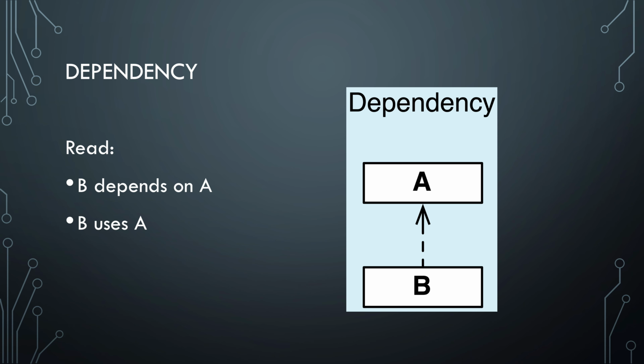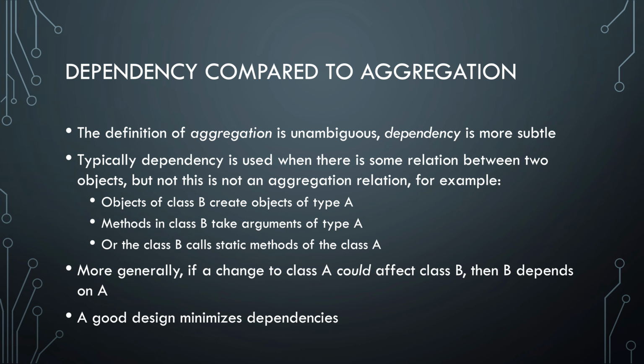And finally we have the dependency, which is the vaguest of the relations. B depends on A, or B uses A in some way. In the case of aggregation, we know exactly what it means. A dependency is more subtle. You generally use it if there is a relation, but it's not aggregation. For example, objects of class B create objects of type A, or methods in class B take arguments of type A. More generally, if you change class A and that possibly affects class B, then B depends on A. And of course, in a good design, you should minimize such dependencies.